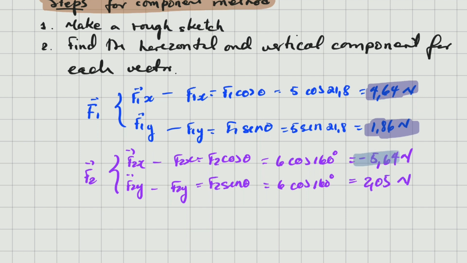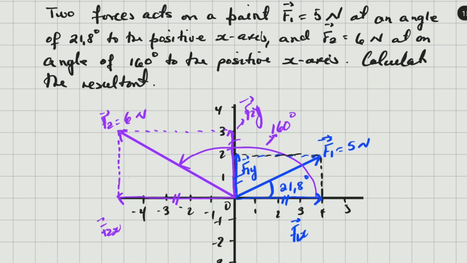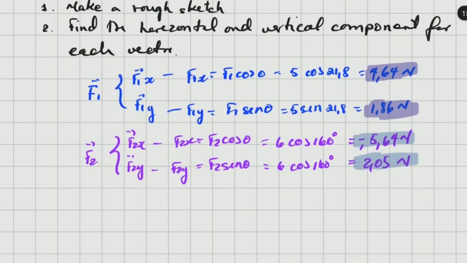And here are the answers for the components of the second force. Note that we got a negative here. This negative is because it's in the negative quadrant, mathematically speaking. You can see here it's in the second quadrant, okay? So that is important. That is why it's important to do the sketch, and you see where the vector is allocated.